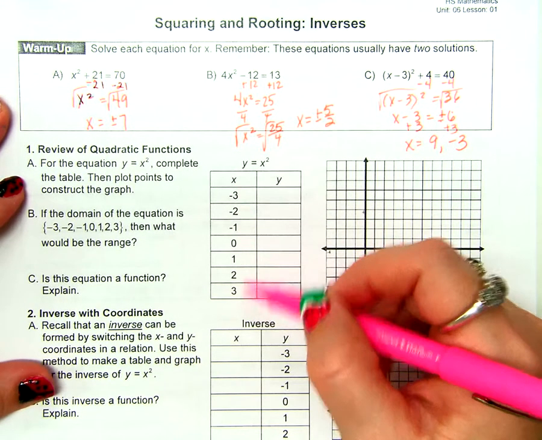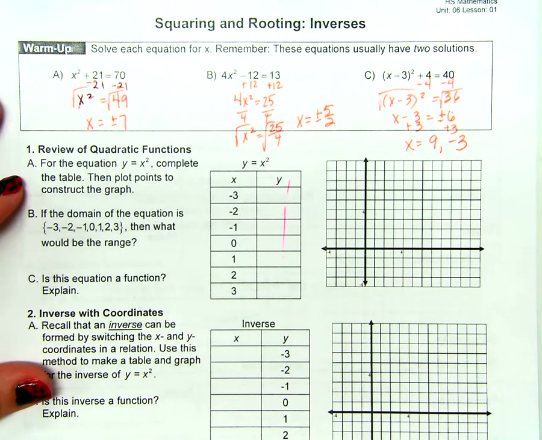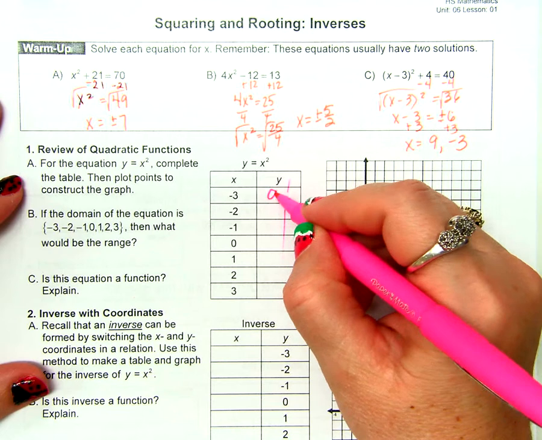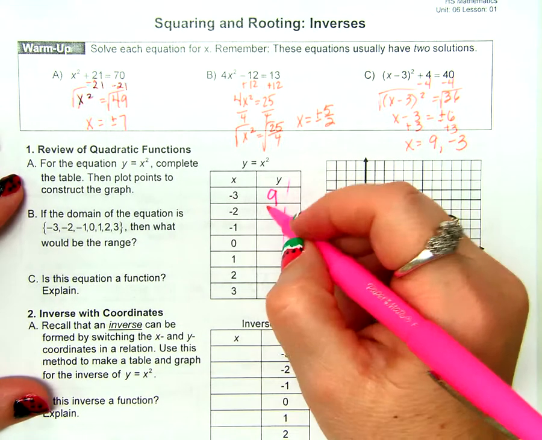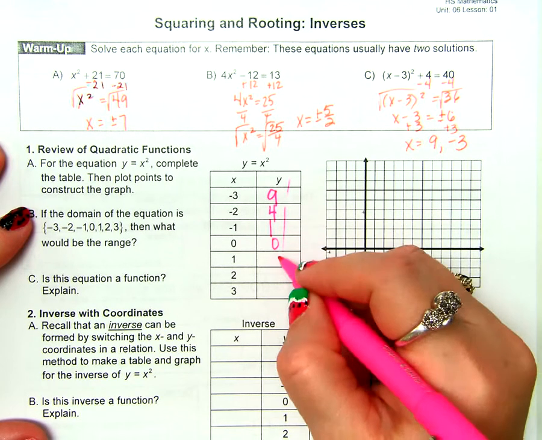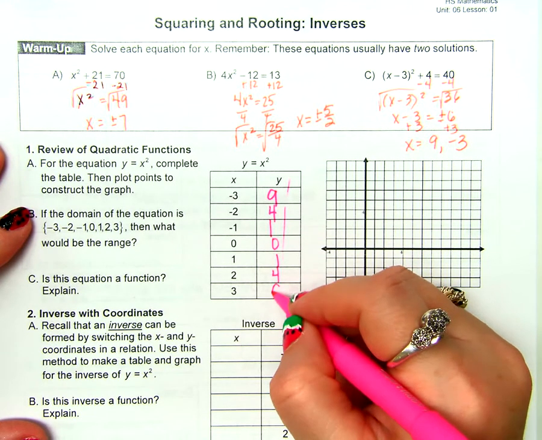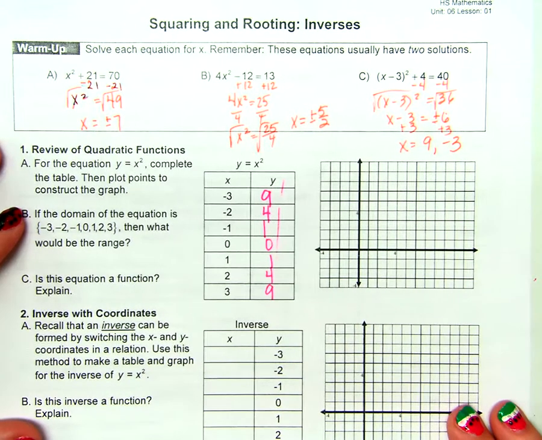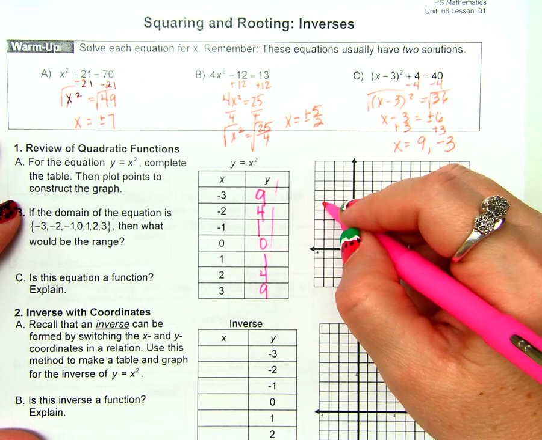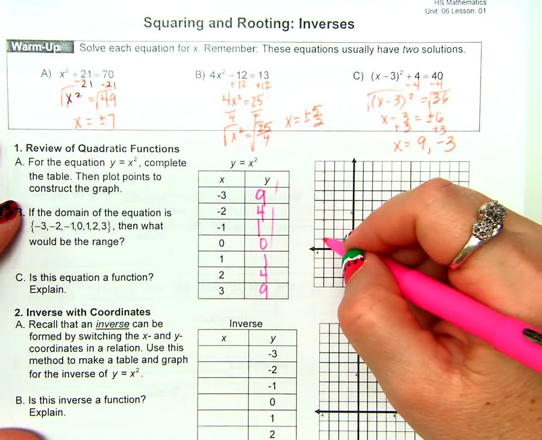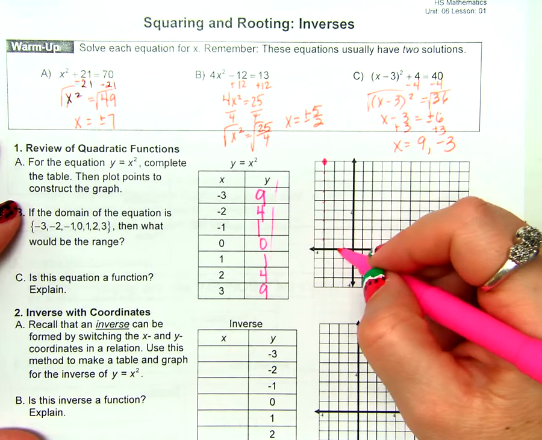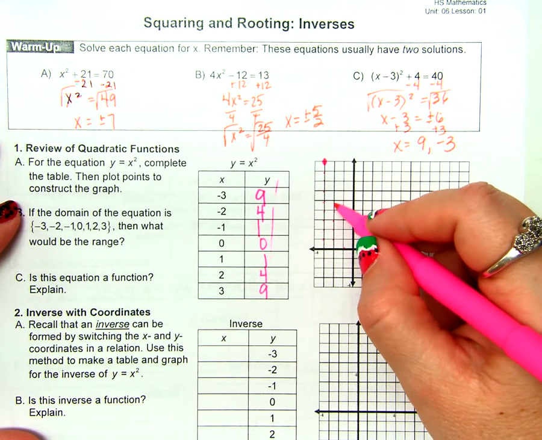So if this is the table for quadratics, I need to fill in my y values, don't I? So what's negative 3 squared? 9. What is negative 2 squared? 4. What is negative 1 squared? 0 squared? 1 squared? 2? 3? Now plot those points on this graph over here. Whoops. 1, 2, 3, 4, 5, 9. Whoops.